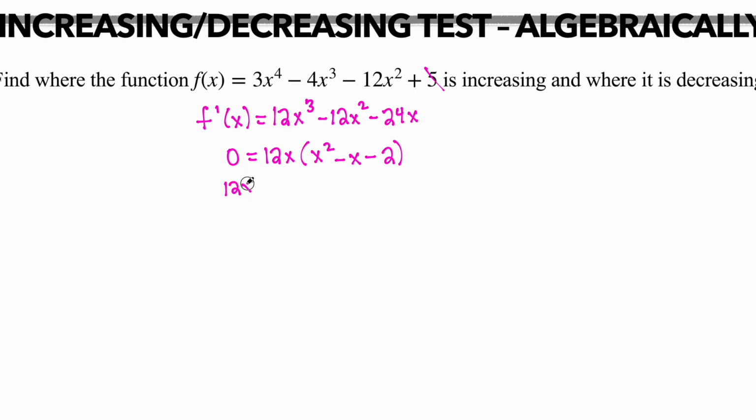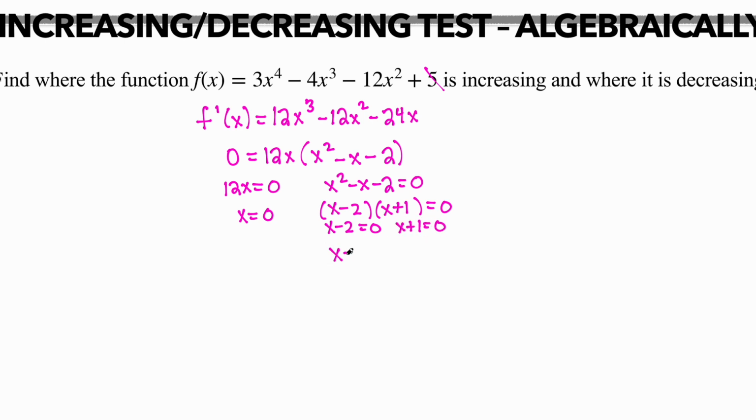I will have 12x equal to 0, which means divide by 12, and I'll get 0. And then I'll have x squared minus x minus 2 equals 0. And this actually factors into two parentheses, x minus 2 and x plus 1. And so then I will set them individually equal to 0. And so my zeros are going to be 2 and negative 1. And so these are all three of my zeros.